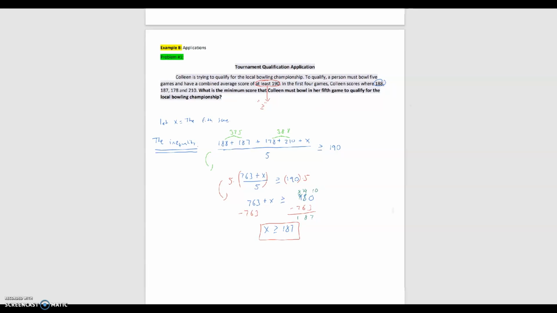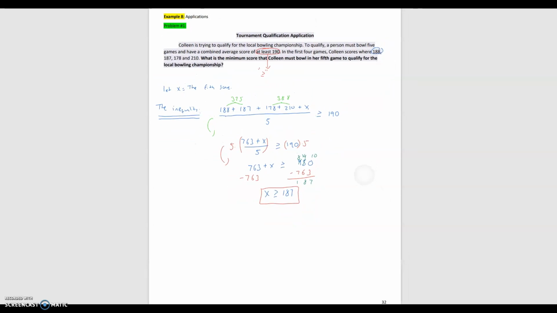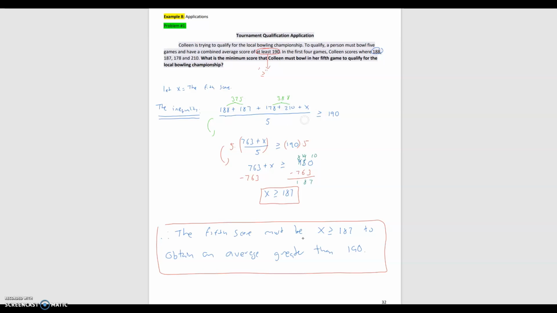And at this point, let me write it as a sentence. The fifth score must be x greater than or equal to 187 to obtain an average greater than or equal to 190. That's actually it for this one. The only new content is that it's talking about an average. So average means you add them and divide by how many you have, which has to be greater than or equal to 190.